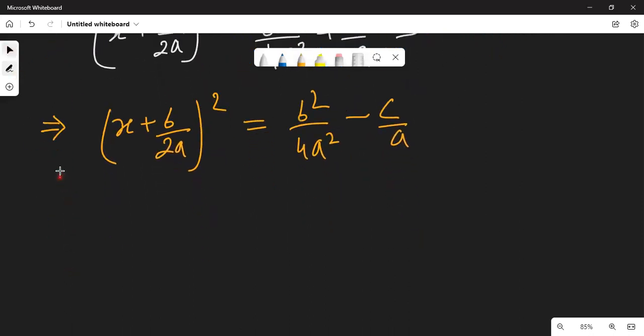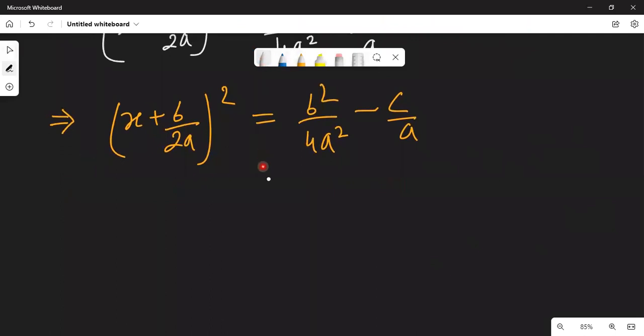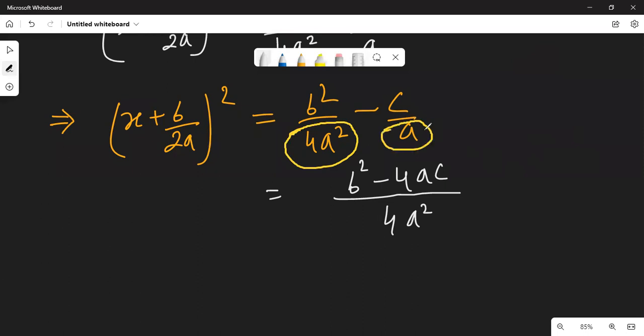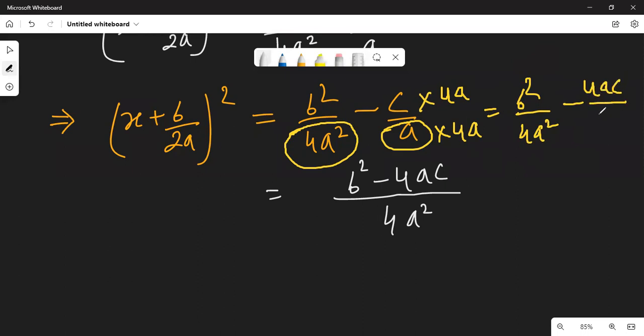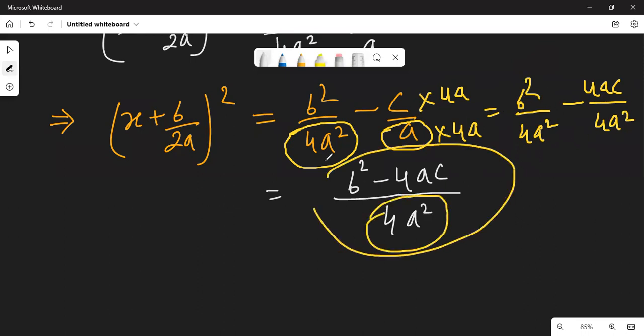Now we will simply take LCM on the right hand side, and this can be written as 4a squared, I think. LCM 4a squared, isn't it? And then this will be b squared minus 4ac. Did you understand how this is happening? If not, see, since this is 4a squared in the denominator, you want 4a squared here also, so you multiply it by 4a. And if you multiply by 4a, you will multiply by 4a up also. So what do you get? You get b squared by 4a squared minus 4ac over 4a squared. Then when you take LCM 4a squared, the numerator terms come as it is. So you get this.